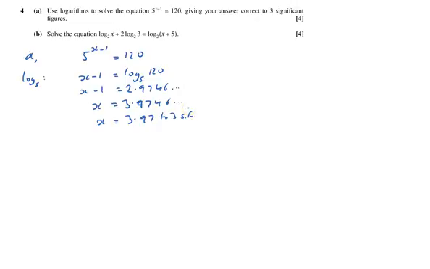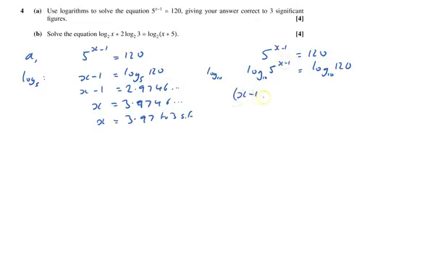But if your calculator won't work to log to base 5, and lots of calculators don't, you're going to have to do it this way. You're going to have to log it to base 10. So you'll get log of 5 to the x minus 1 equals log of 120. You don't really need to put the tens in, because if they're not there, you assume there's 10. So this bit, laws of logs, I can bring the x minus 1 down.